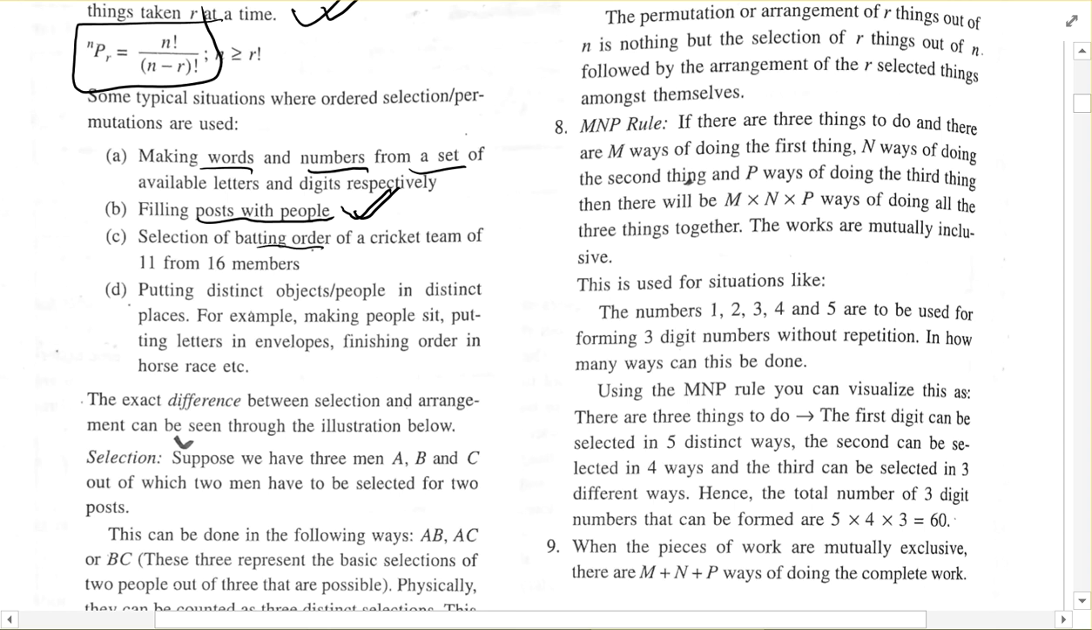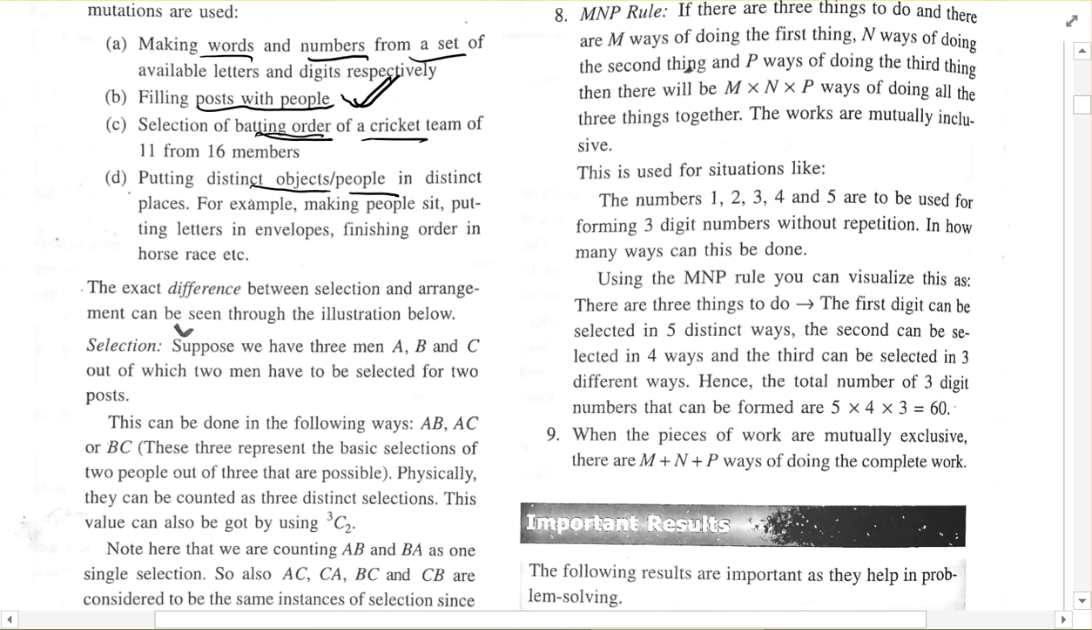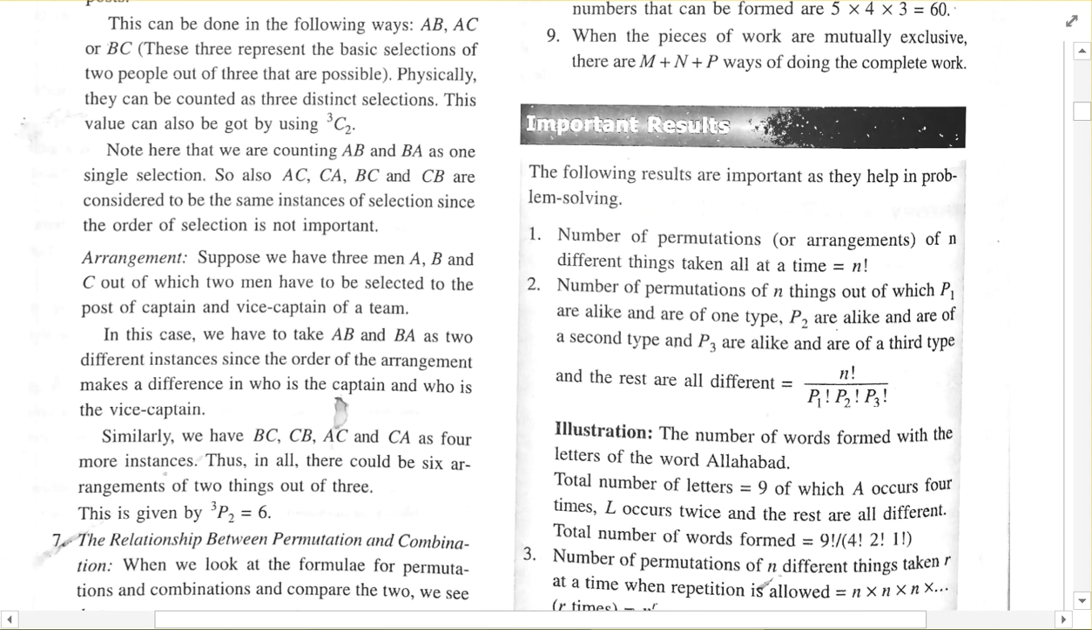Selection of the batting order of a cricket team of 11 from 16 members, obviously that is arrangement. Putting distinct objects or people in distinct places is place allotment, obviously arrangement. The exact difference between selection and arrangement can be seen through the illustration in the PDF that I have already given you. You have to learn that by reading the PDF. I have already devoted a short lecture to describing arrangement and selection. If you still have doubts, you can send me a message on WhatsApp.